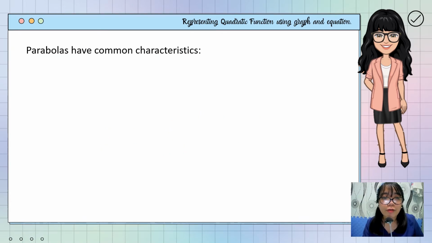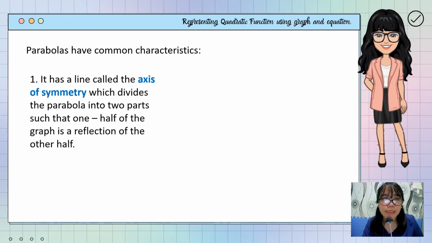Parabolas have common characteristics. It has a line called the axis of symmetry, which divides the parabola into two parts such that one half of the graph is a reflection of the other half.